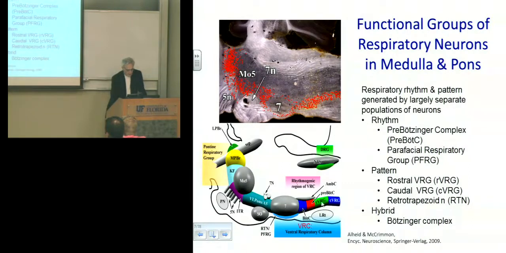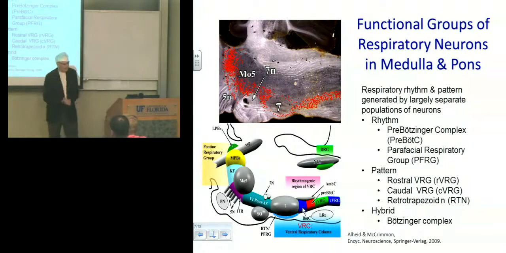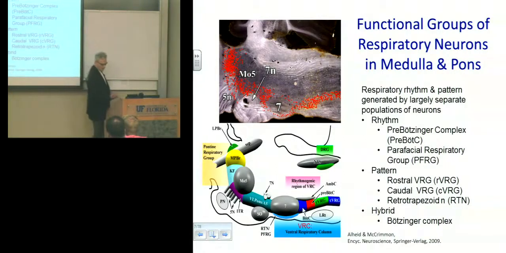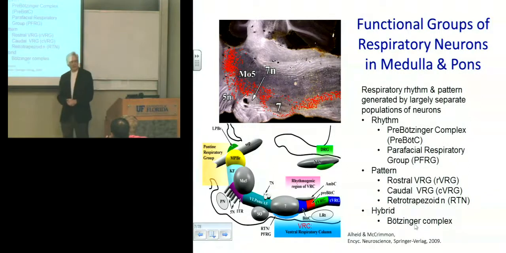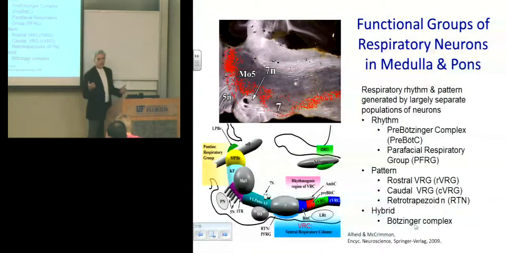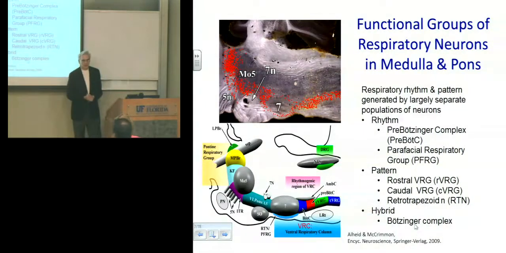And so you have this group here with a Bötzinger complex sandwiched in between that is fundamentally involved in respiratory rhythm generation, both inspiratory and expiratory. And the Bötzinger complex, how that fits in there is a little bit more problematic in defining its exact role in generation of rhythm versus pattern. And it certainly seems to be involved in both of those things.